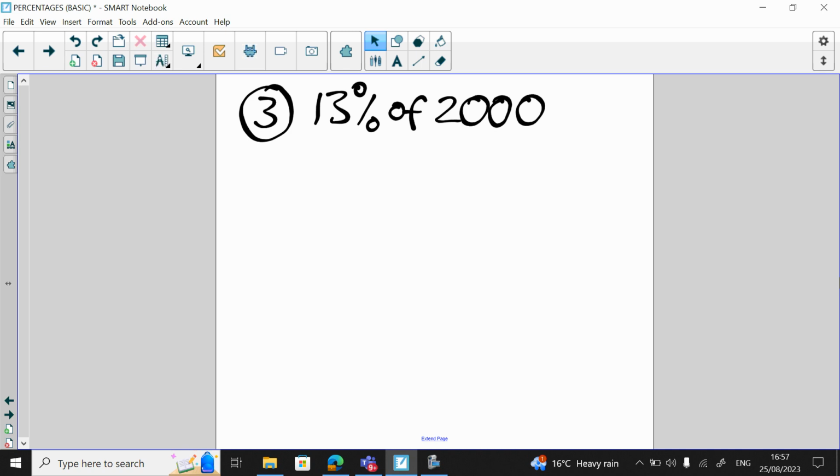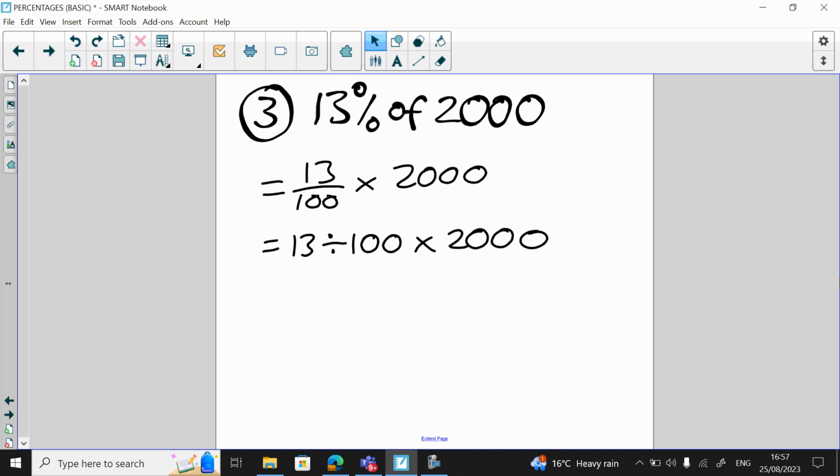So the percent to fraction, I'm just talking about the first part. Bring down the 2000. The fraction, the 13 over 100, that becomes a divide times the 2000. Calculator time. There you go, 260. Right.